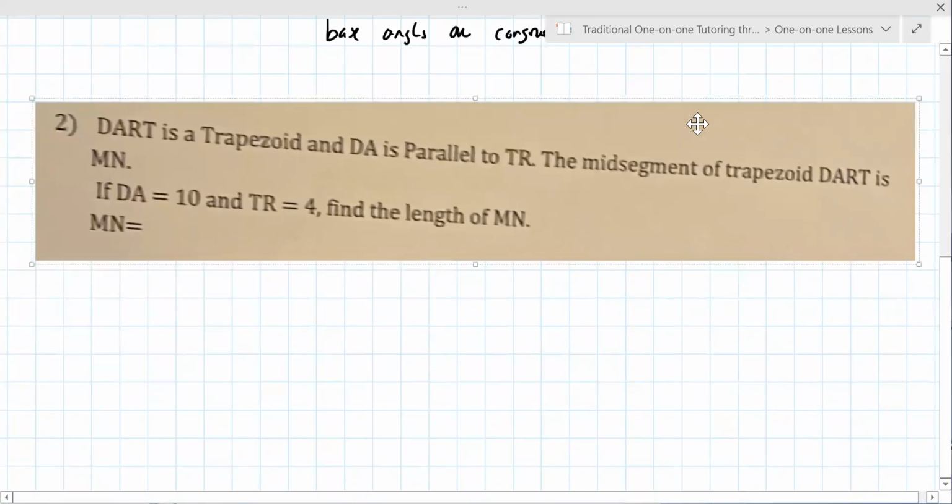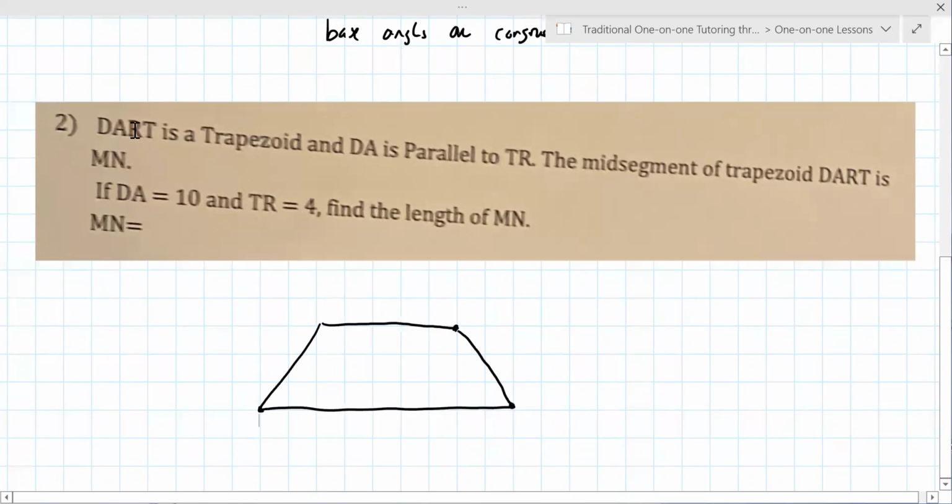All right, it says DART is a trapezoid. So we're going to draw another trapezoid. It's the four letters of the trapezoid, so we'll draw the same trapezoid again. We've got to put the letters around the edge. Now it says that DA is parallel to TR. So we're going to go D to A, T to R. Get that down on your paper, please.